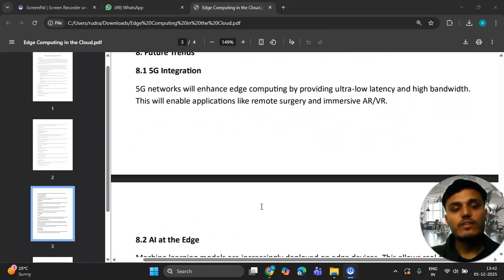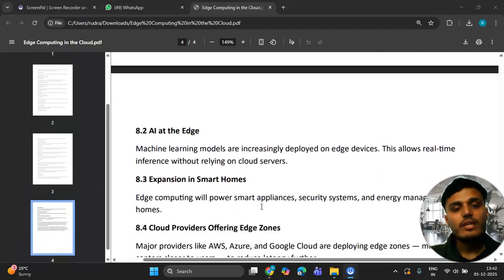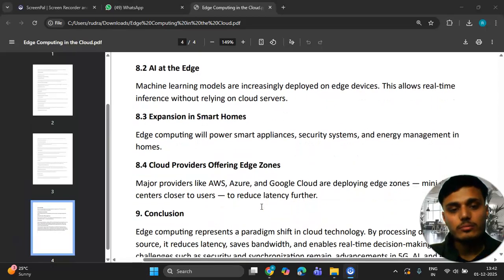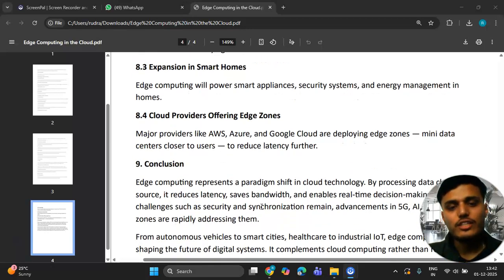On the integration side, 5G networks will enhance edge computing by providing ultra-low latency and high bandwidth. This will enable applications like remote surgery and immersive AR and VR. For AI at the edge, expansion in smart homes means edge computing will power smart appliances, security systems, and energy management in homes. Cloud providers like AWS, Azure, and Google Cloud are deploying edge zones, mini data centers closer to the user to reduce latency further.